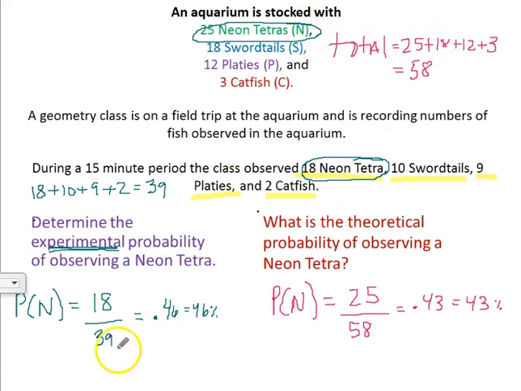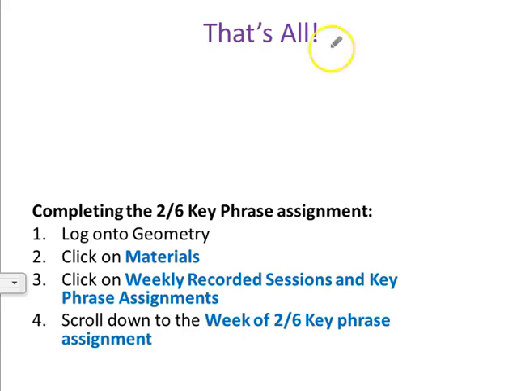Okay, so that is a great example of the difference. When you're finding experimental probability, you're going to use data to find the experimental probability, where theoretical is based on what's expected to happen. Moving on. And that's all. So let me put up your key phrase assignment.